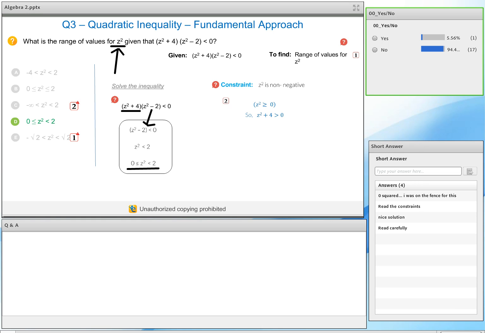Read carefully, identify constraints. Absolutely very, very important. Okay. Keep your eyes open, read the constraints, but see implicit constraints.